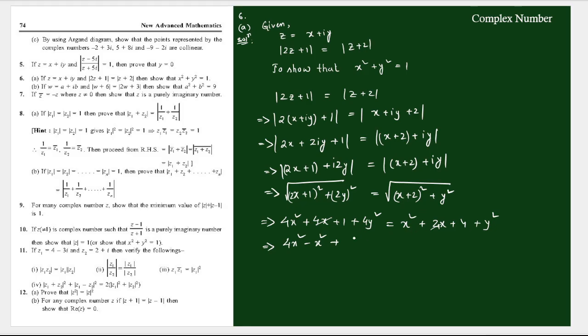And 4y square you have minus y square. There you have 1 plus 1, it becomes minus 1. So now this is your 3x square plus 3y square equal to 3. Okay, now you divide all sides by 3, you will get x square plus y square equal to 1. You can write here dividing both sides by 3. Here you write down squaring both sides.